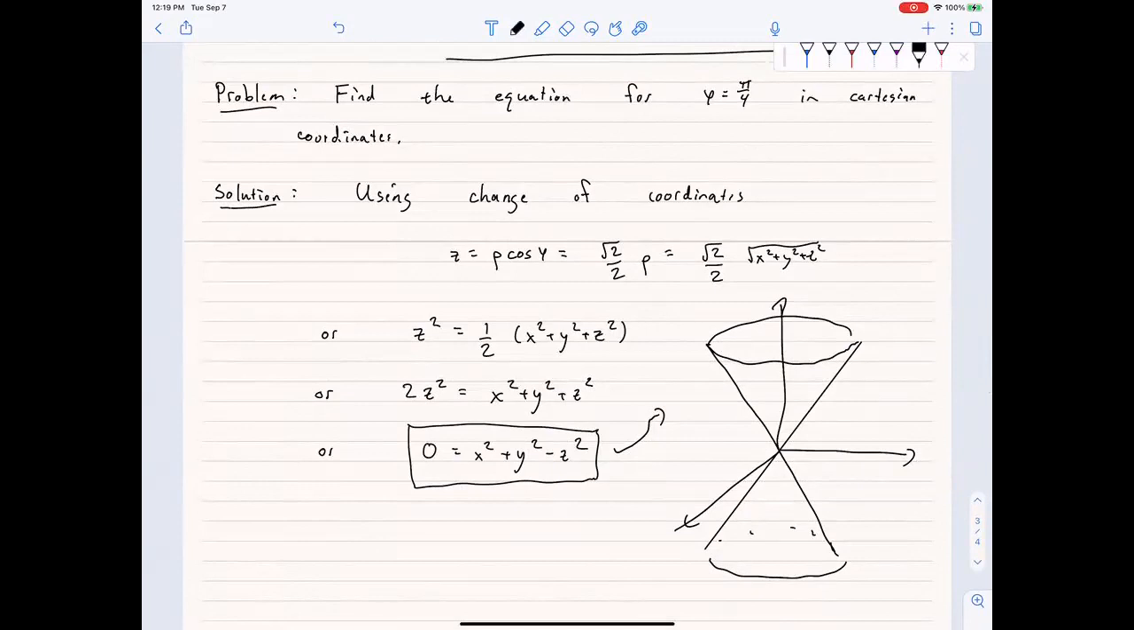Okay. The one other thing I wanted to draw your attention to is that this equation is simpler than this equation. 3 variables with squares versus 1 linear variable. We can use these coordinate systems to drastically simplify certain types of shapes when certain symmetry is present.